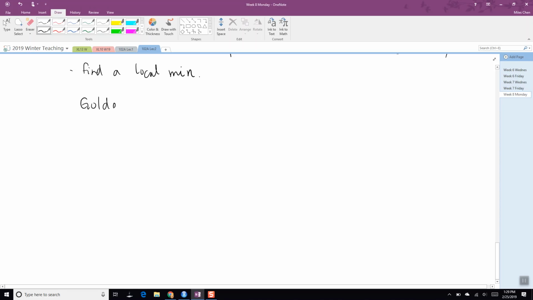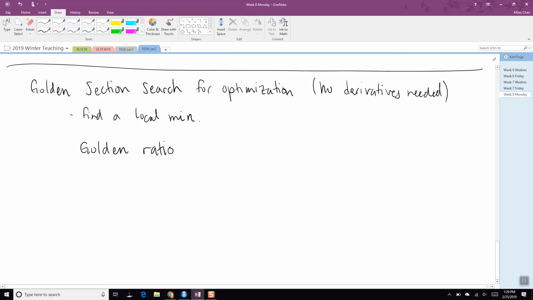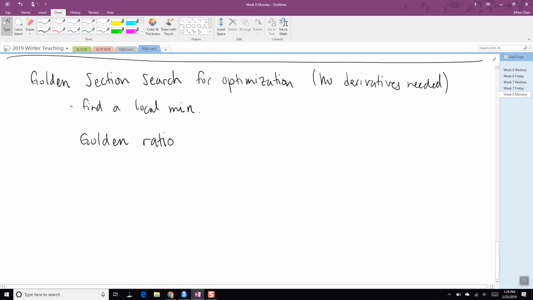First of all, let's talk about what is the golden ratio. Golden ratio is what? 0.618. Okay, yeah, 0.618, very good, approximately. But that's impressive that you know that. But conceptually, what is it?